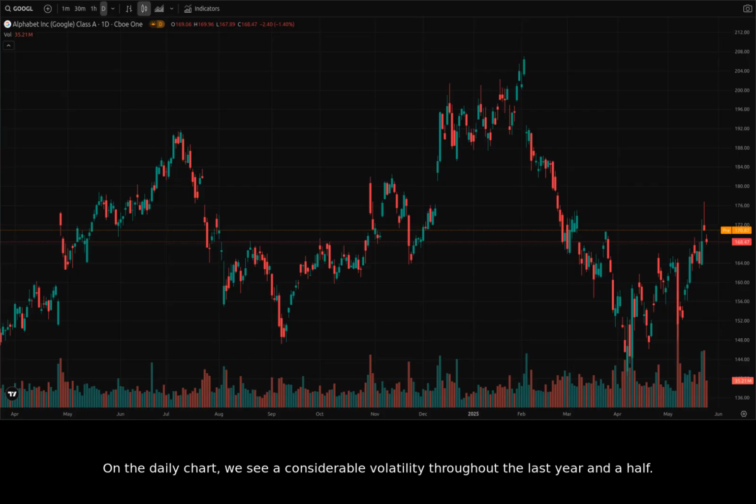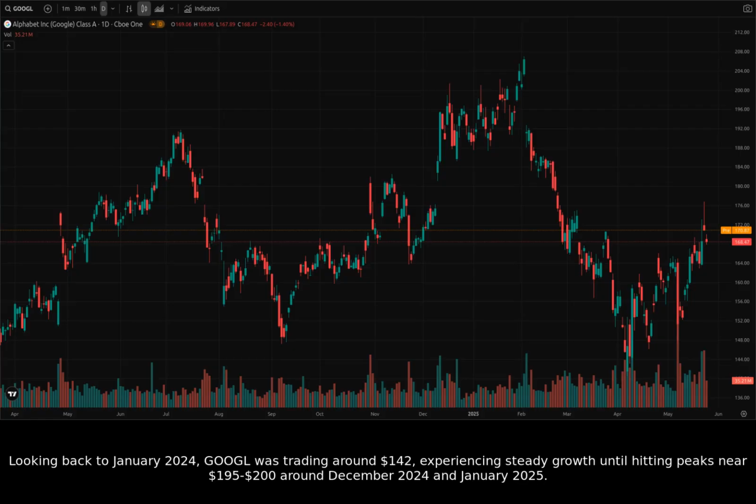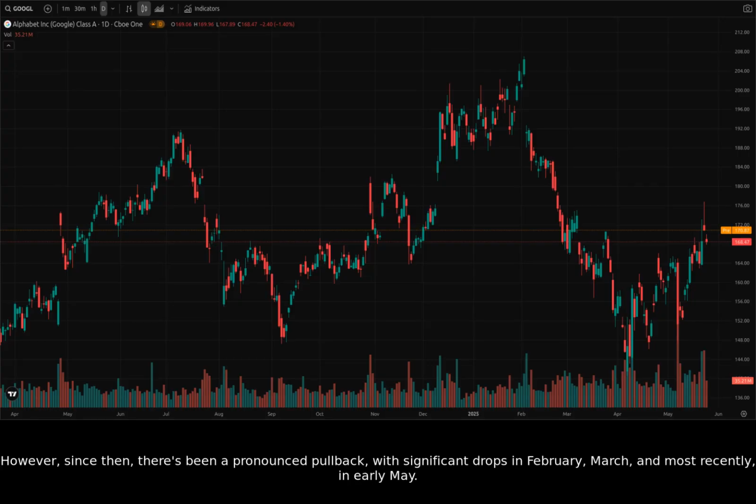On the daily chart, we see considerable volatility throughout the last year and a half. Looking back to January 2024, Google was trading around $142, experiencing steady growth until hitting peaks near $195 to $200 around December 2024 and January 2025. However, since then, there's been a pronounced pullback, with significant drops in February, March, and most recently in early May.